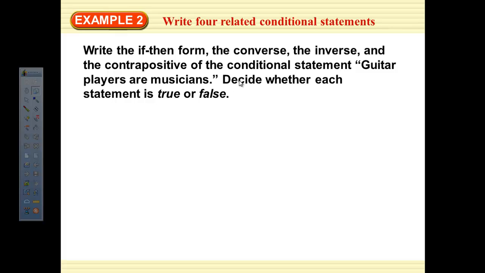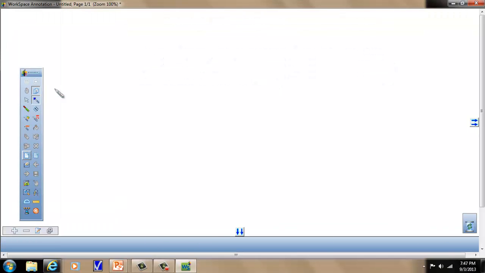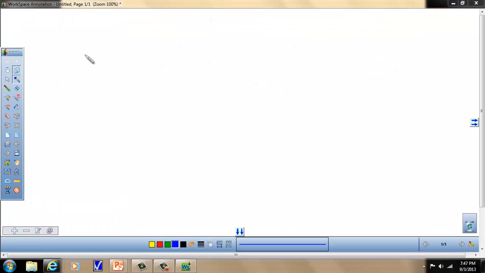Now we're going to look at conditional statements and how to rewrite them in if-then form, the converse, the inverse, and the contrapositive. We're also going to look at whether these statements are true or false. Before we do any of this, I kind of want to give an overview of converse, inverse, and contrapositive. So I'm going to get out a separate paper here.